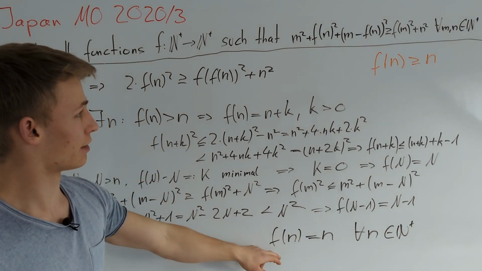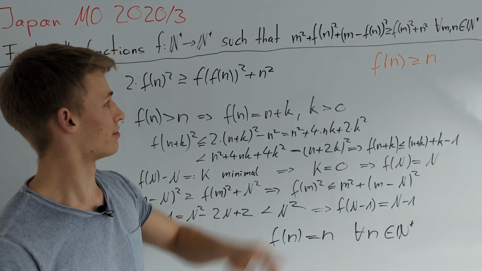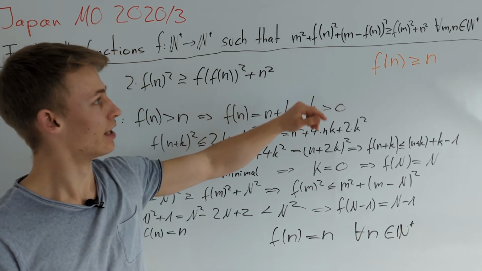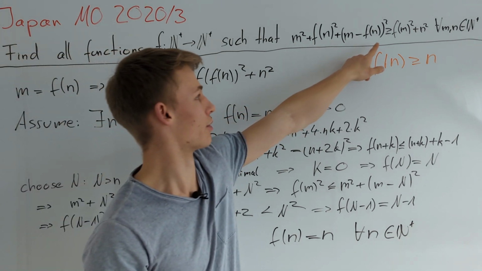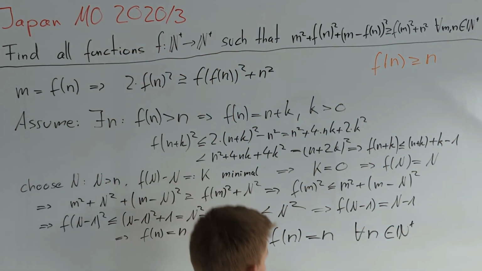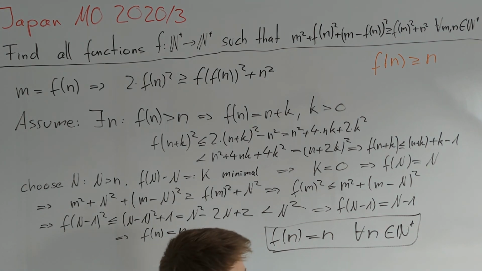Plugging in f of n equals n in our original equation gives us clearly a true statement because we have m squared plus some non-negative term on the left hand side, which is clearly greater than or equal to m squared plus n squared. And therefore this is indeed a solution, and it's the only solution, and therefore we are done.